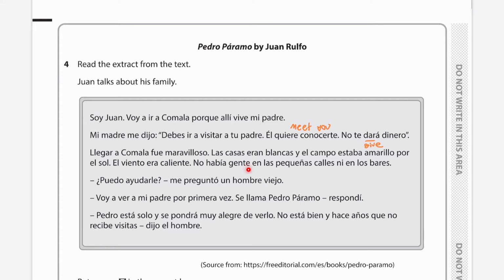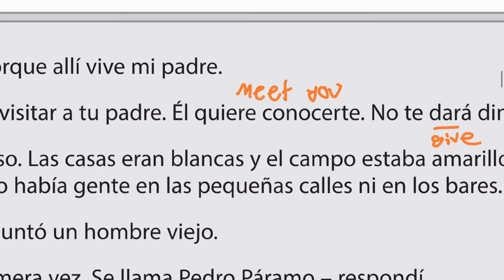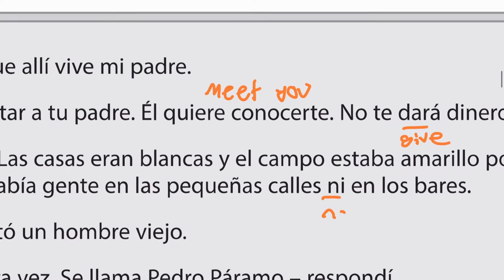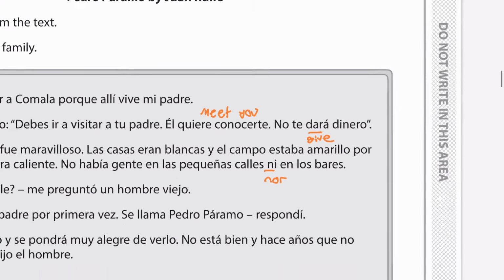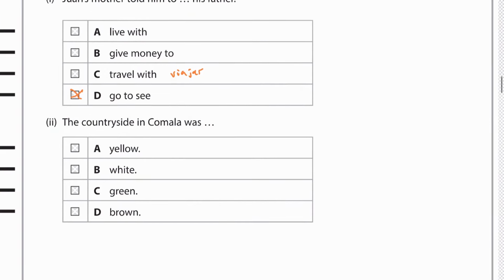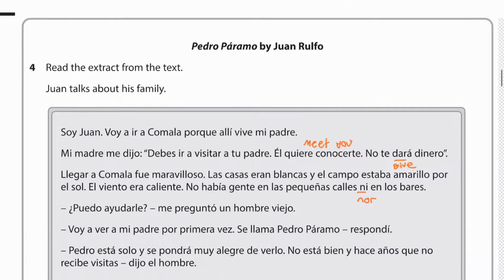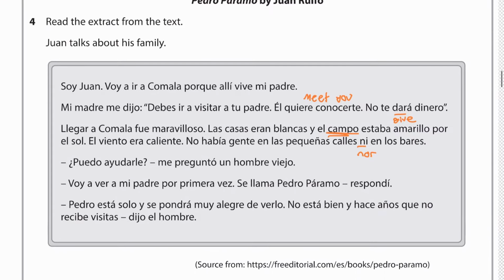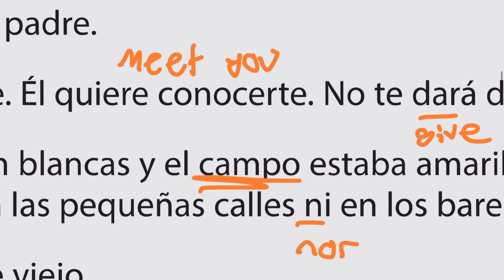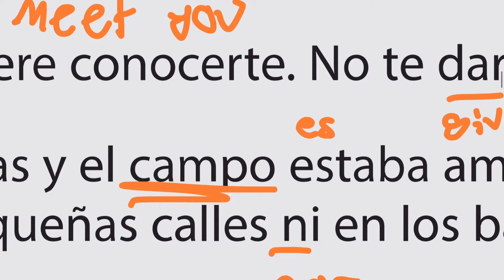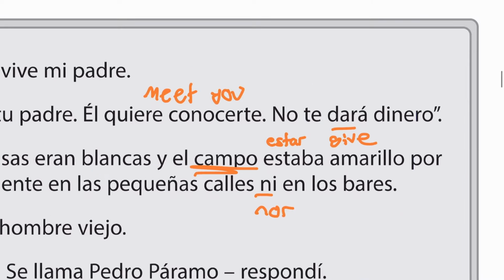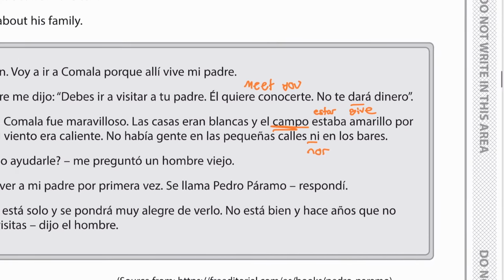There weren't people in these small streets, nor in the bars. So there basically weren't a lot of people, is what's being said there. So the countryside was yellow because of the sun, wasn't it? Let's double check. Yeah, el campo estaba. This is from estar in the imperfect tense. Used to be. It was yellow.